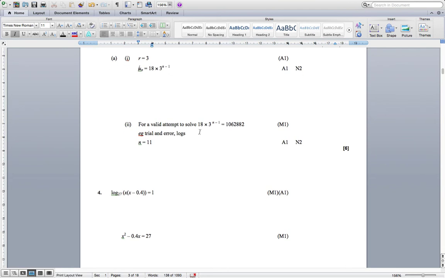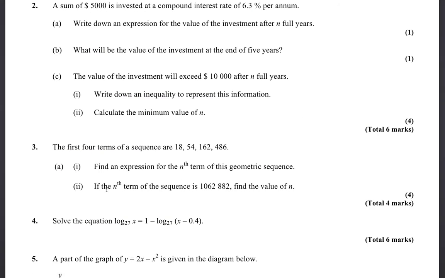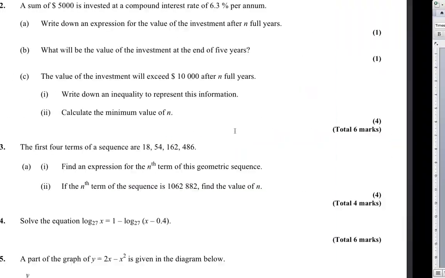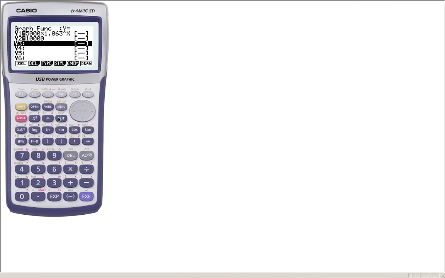Okay, so let us look at the second part now. If the nth term of the sequence is 1062882, find the value of n. So just equate this expression to 1062882. By equating that, you get 1 mark for the method. So again, I'm going to use the calculator to solve this. So this 18 into 3 power n minus 1, I'm going to type it in y1, and this one, 1062882, in y2. So let us do it. So exit. So let us delete this function.